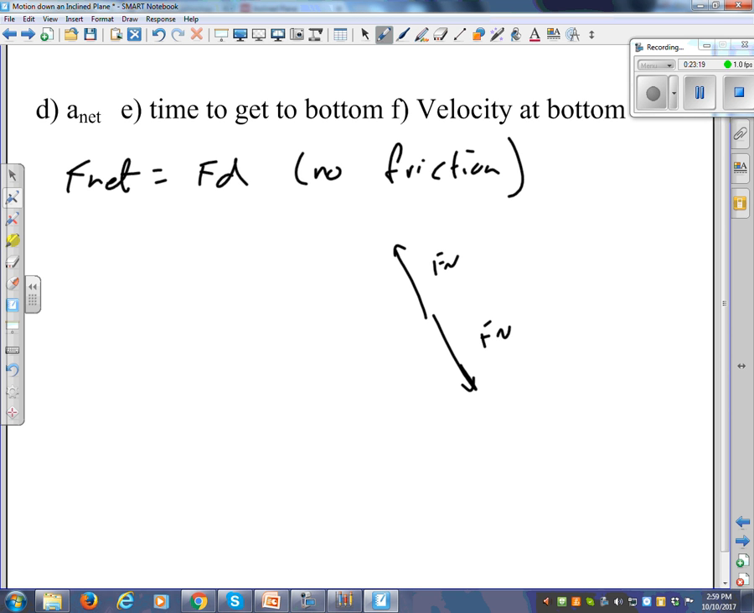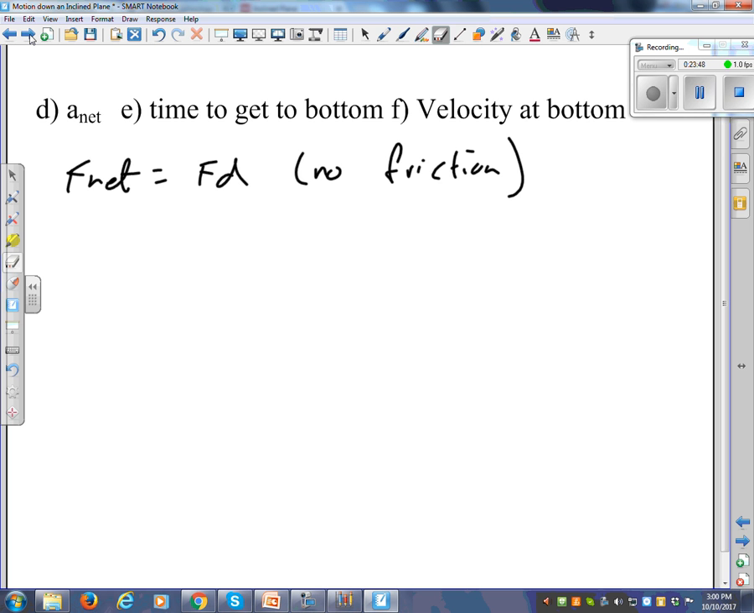So the FD is the part, the component of the gravitational force that acts down the plane. It is the applied... Well, what's it applied by? By gravity, right? It's not really applied by anything. It's just the part of gravity that's acting down there. Yeah, it's gravity. Right.